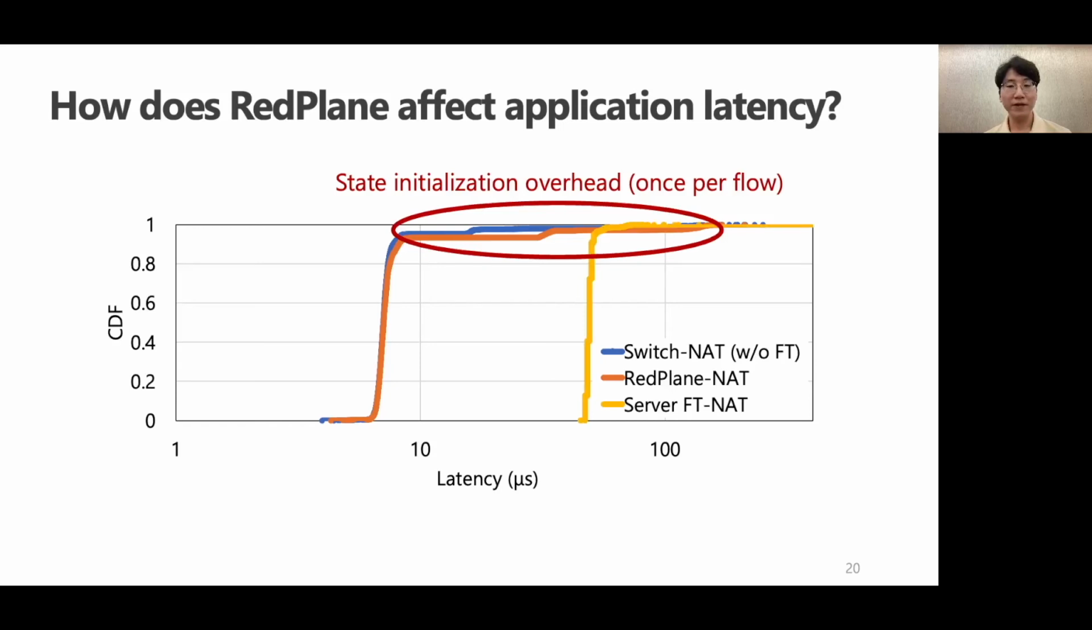Compared to the server-based implementation, there is an obvious benefit of more than 6 times shorter median latency and 4 times shorter 99th percentile tail latency.